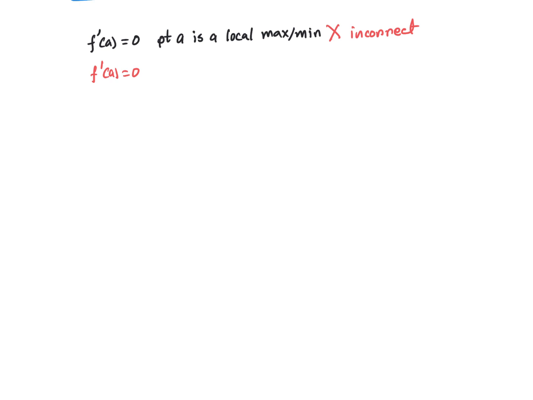There are a couple of examples. One classic example is the x cube function, okay, which kind of looks like this. At this point, by the way, the derivative is 0. You can see the slope of the tangent line is going to be 0. Okay, the derivative f prime of, let's say, point A, f prime of A is equal to 0. However, this point is neither maximum nor minimum. If you go to the right, it increases. If you go to the left, it decreases. Okay? So it's neither max nor min.